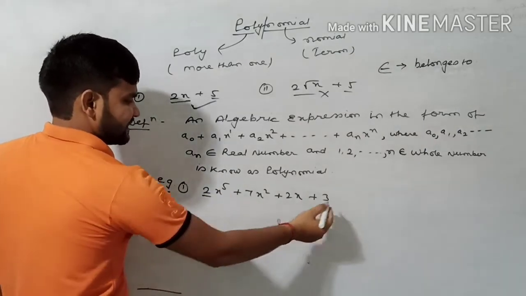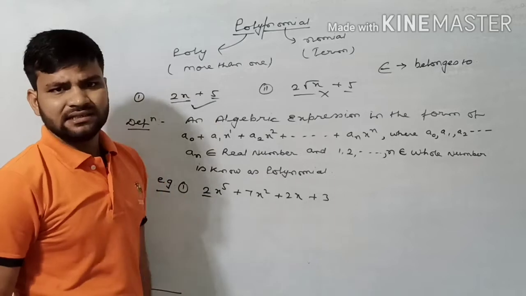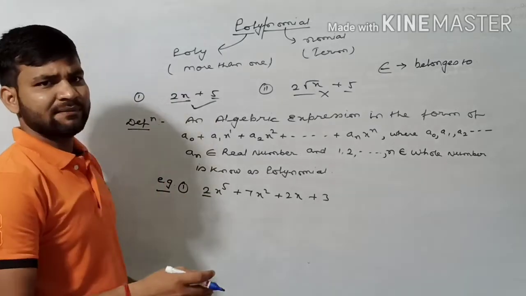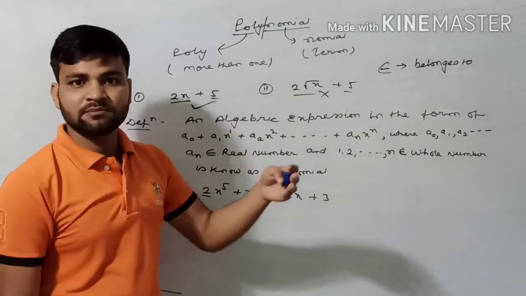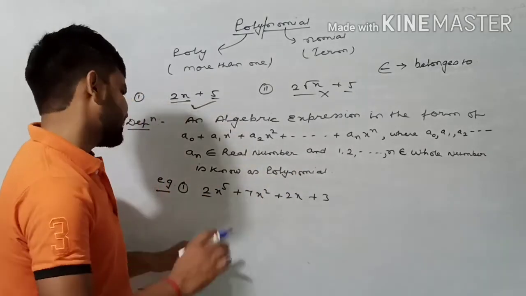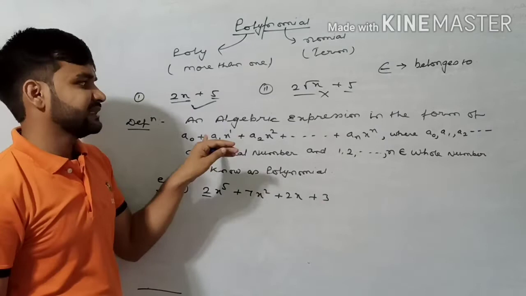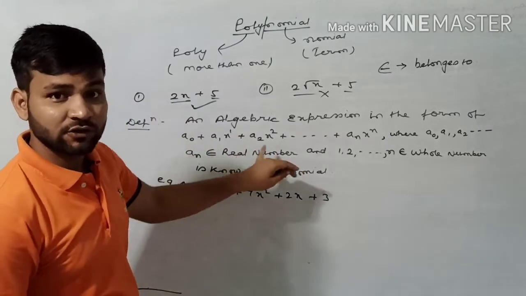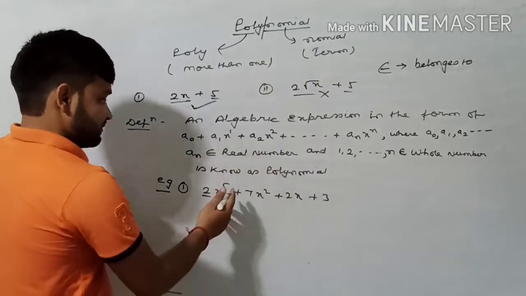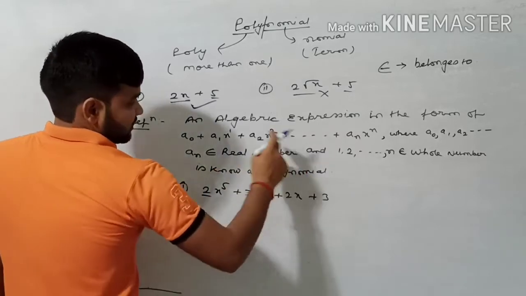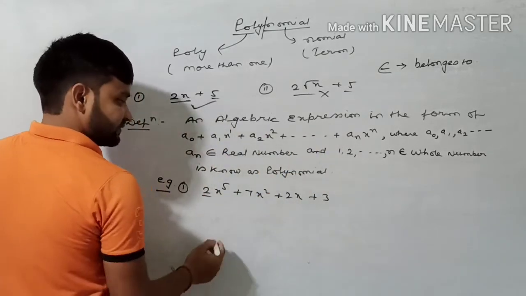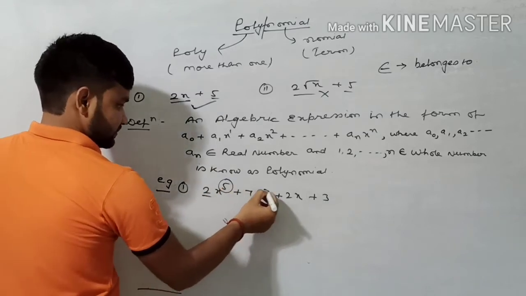Here 2, 7, 2, 3 are real numbers, that means any number: fraction, decimal, square root numbers, cube root numbers. Any number is acceptable, as long as it satisfies the conditions or definition of the polynomial. But we have to only concentrate on the power, that means 5, 2, 1, the powers of the polynomial.